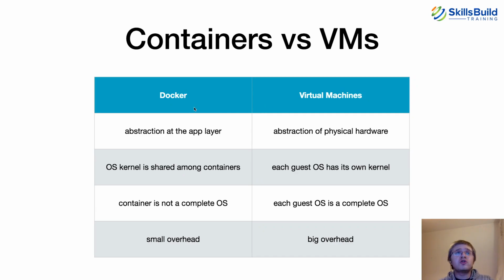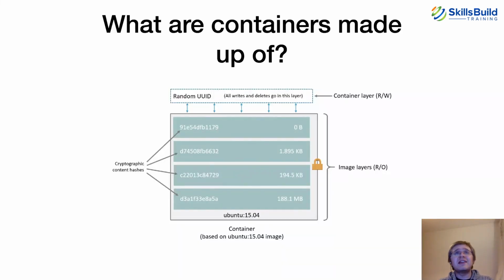When you are using Docker, you are abstracting at the app layer, but when you are using virtual machines, you are abstracting at the physical hardware level. When you are running Docker, the OS kernel is shared among the containers, but in the case of virtual machines, each guest OS runs its own kernel. A Docker container is not a complete operating system, while a guest OS, when you are virtualizing, is a complete OS which can be converted into a standalone OS and installed on dedicated hardware. Finally, when you are running Docker, you have a small overhead, but when you are running virtual machines, you have a big overhead. So now let's look at what containers are made of.